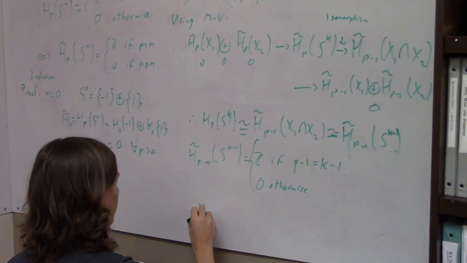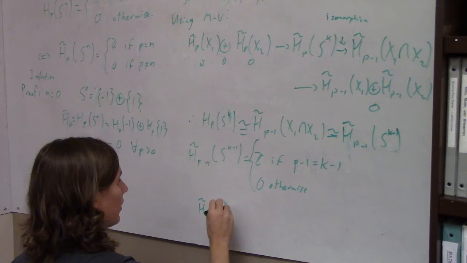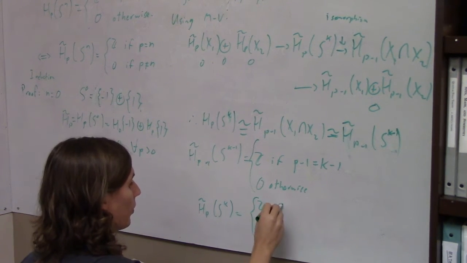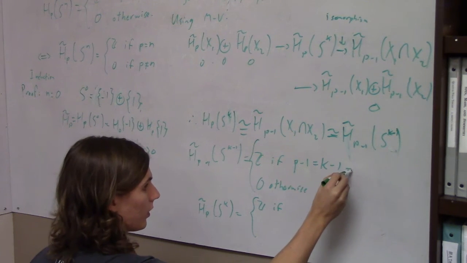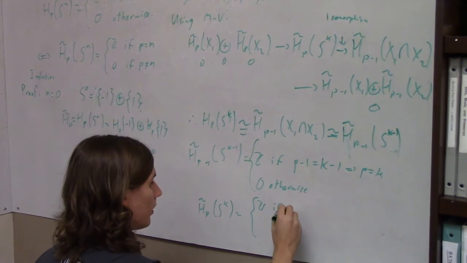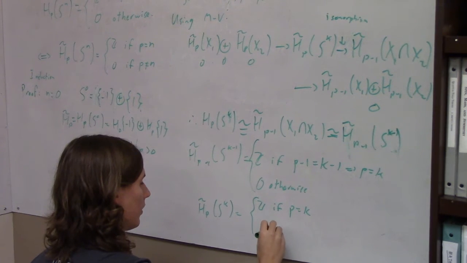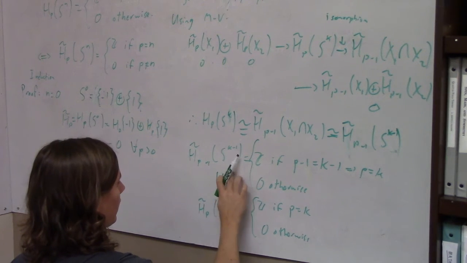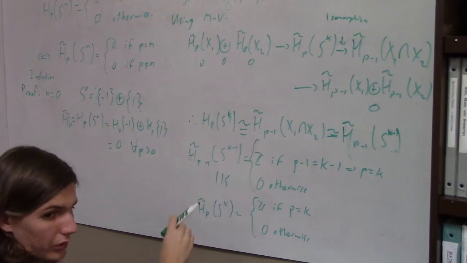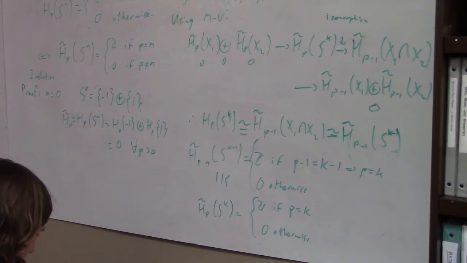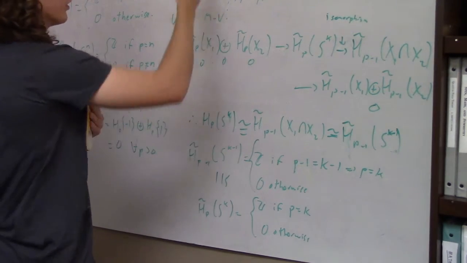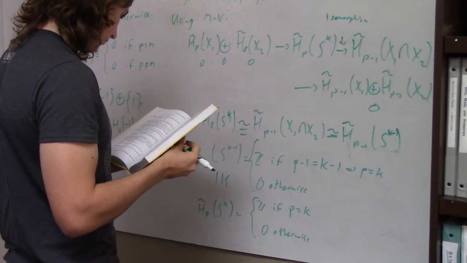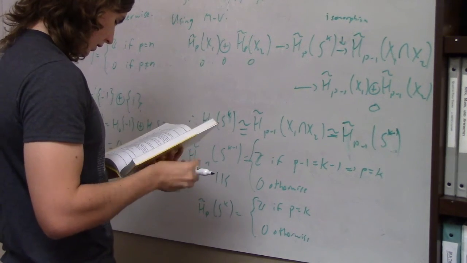That means that H_p tilde of S^k is equal to the same thing, but if p is equal to k. Because we showed that these are isomorphic, and we assumed that this was true. So, therefore, if it's true for k minus 1, it's true for k, and so by induction, it's true for all n. Excuse me.